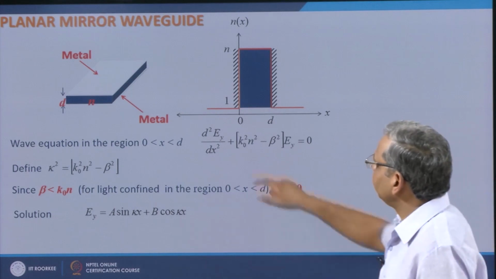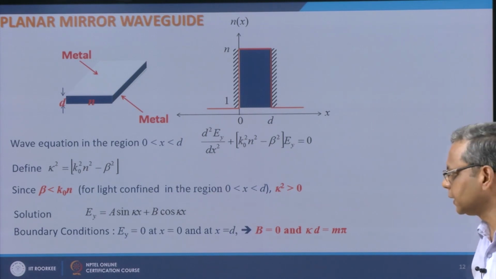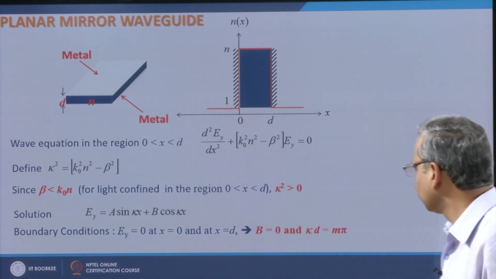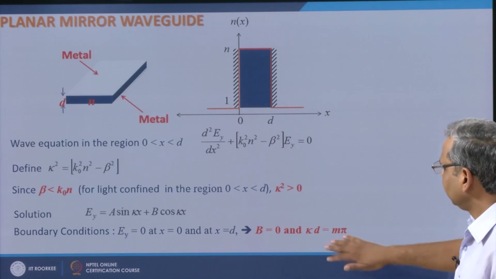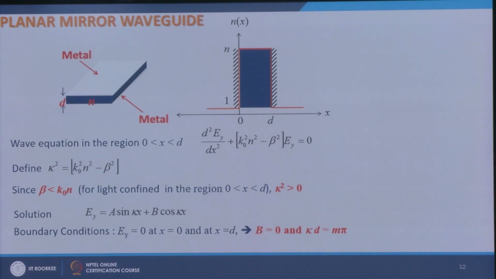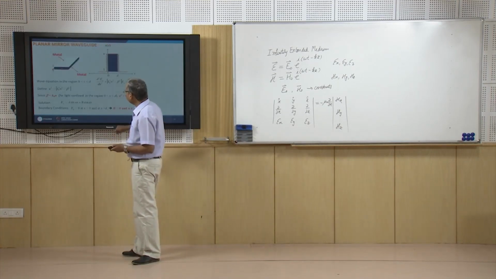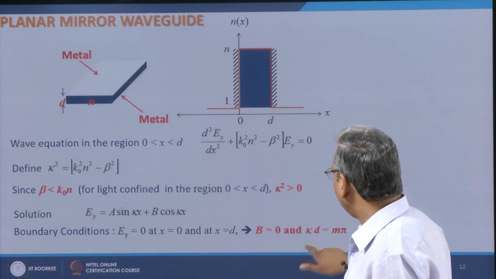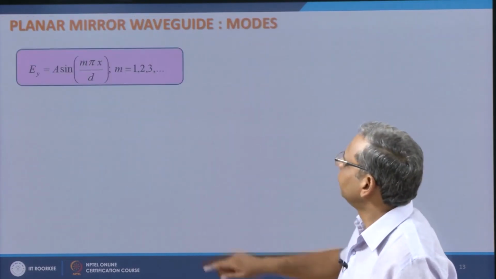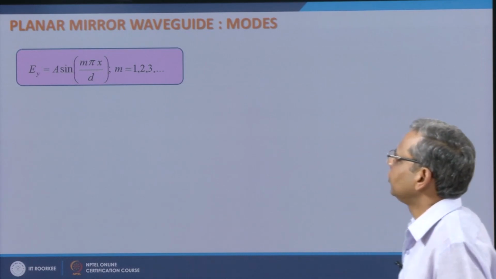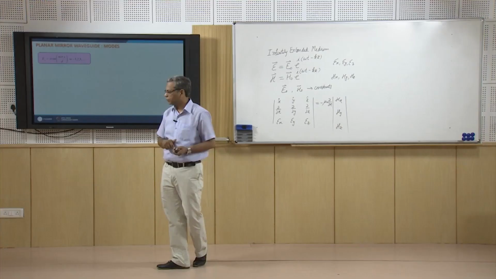Now, my field has to be 0 here and here. So, I apply these boundary conditions. Ey is equal to 0 at x is equal to 0 and at x is equal to d, and this gives me b is equal to 0 and kappa d is equal to m pi. So, since b is equal to 0, this term goes off and kappa is equal to m pi over d. So, I put kappa is equal to m pi over d. So, my solution now becomes Ey is equal to a sin m pi x over d, where m can take integer values. Okay.